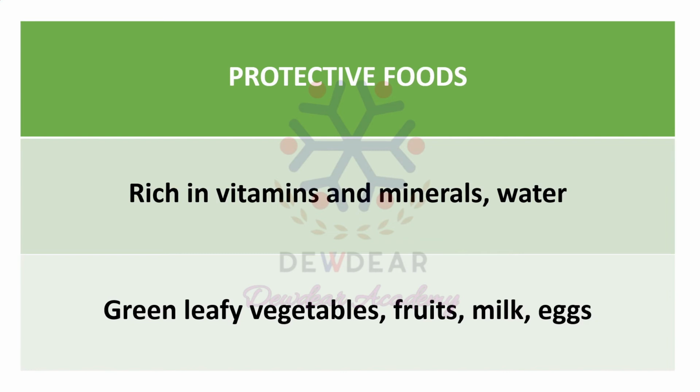The green leafy vegetables, fruits, then also milk, egg, all these are included in the protective food. Green leafy vegetables, fruits, milk, eggs are protective foods. So these are the important classification or the functional classification of food that include this energy yielding foods, body building foods and the protective foods.